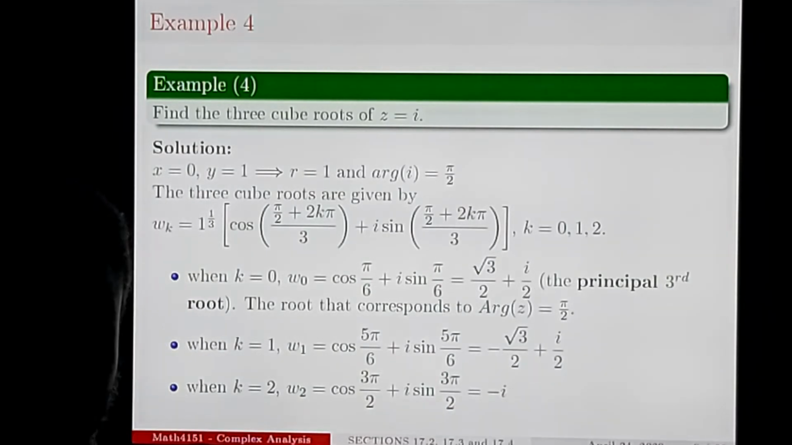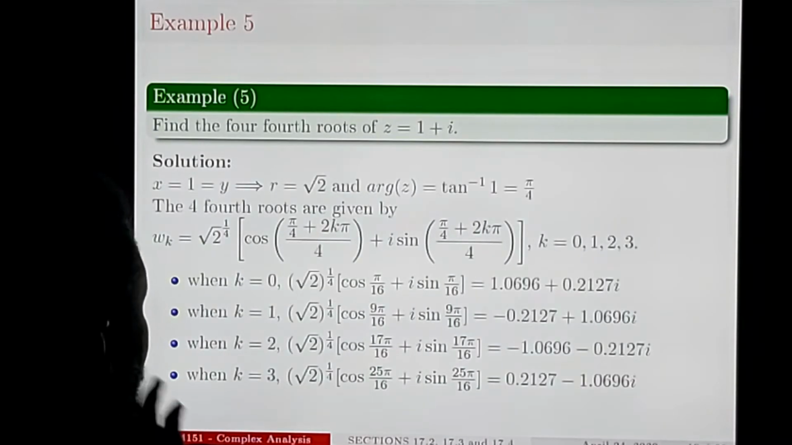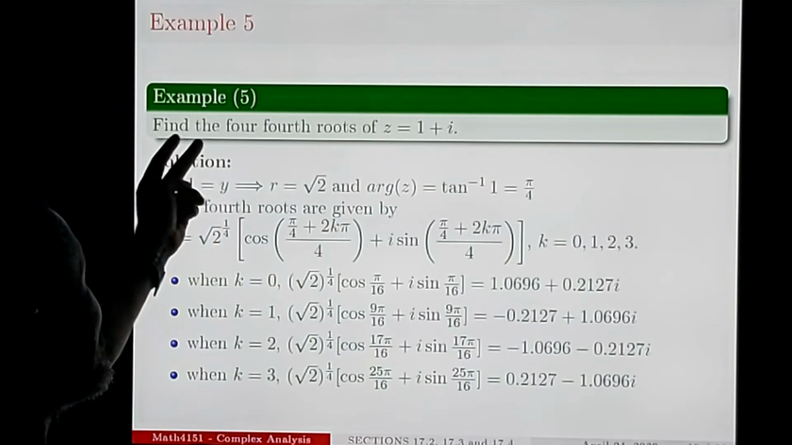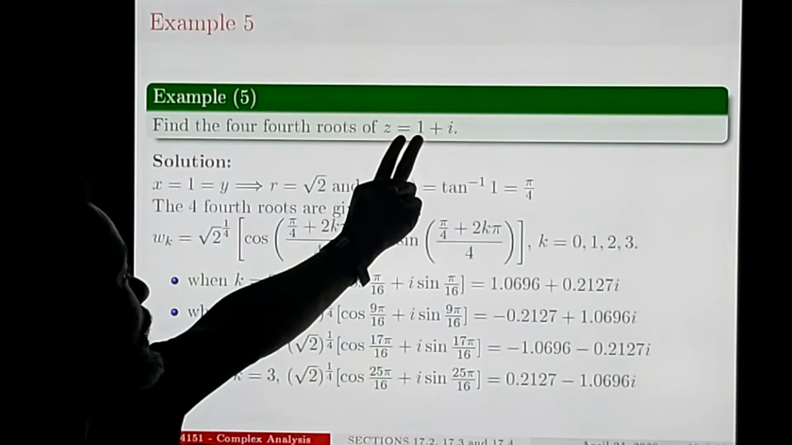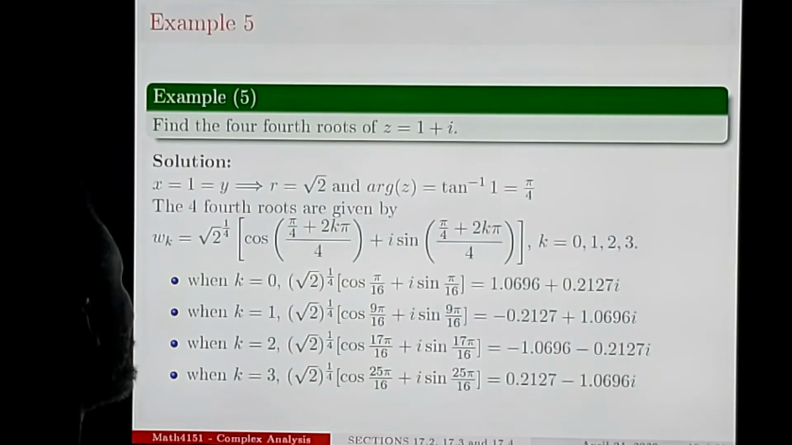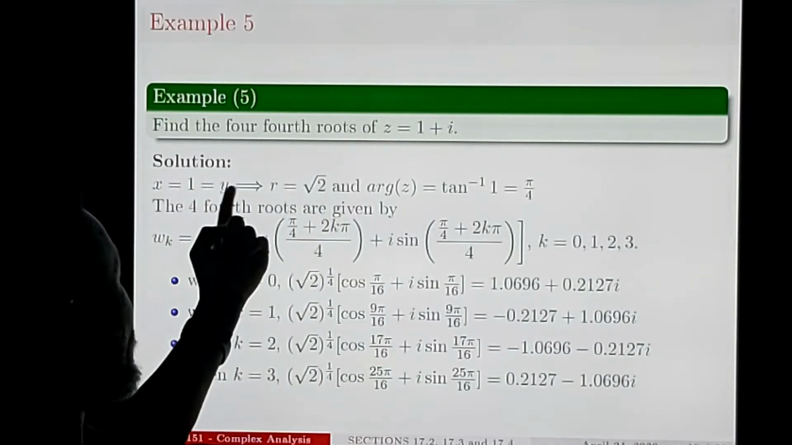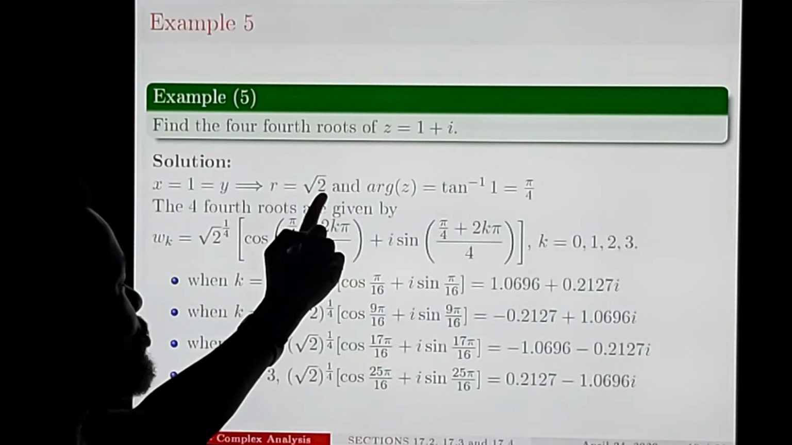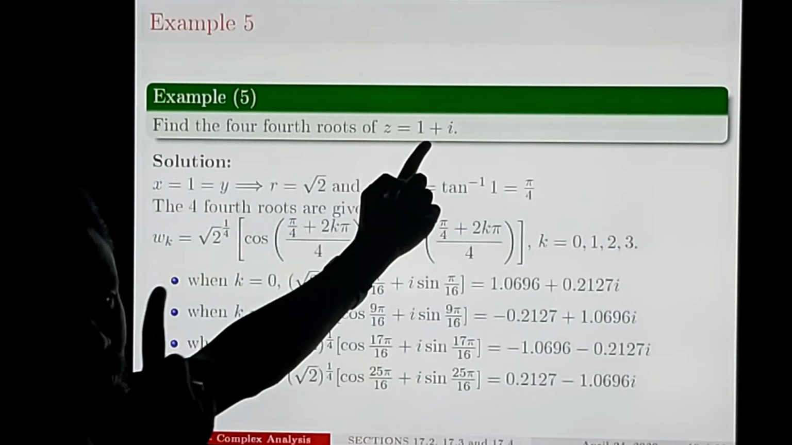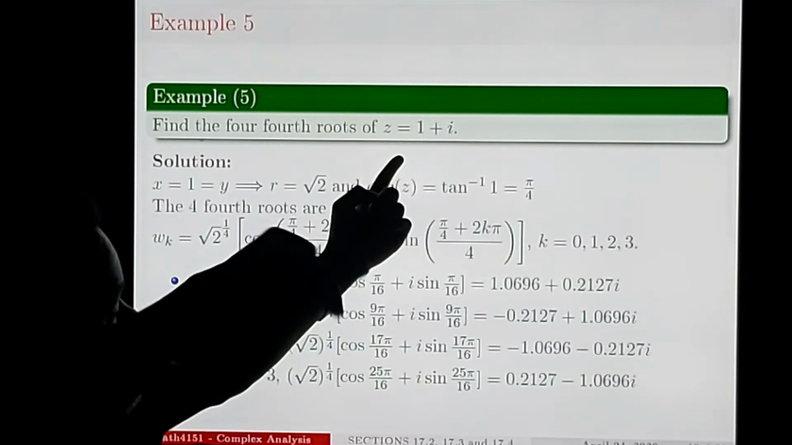That's the end of that example. Next is example number 5. Find the fourth roots of z equals 1 plus i. So we have x is 1, y is 1. So r is the square root of 2: 1 squared plus 1 squared, square root, is the square root of 2.